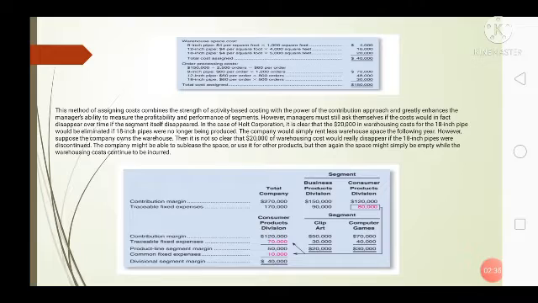So this is my example of the exhibit for the segment. Contribution margin, traceable fixed cost, product line segment margin, common fixed cost, divisional segment margin. So that is the example of the total. So let's go next.